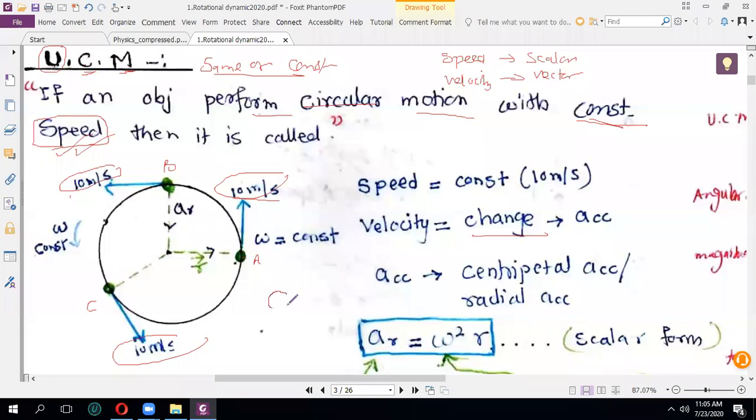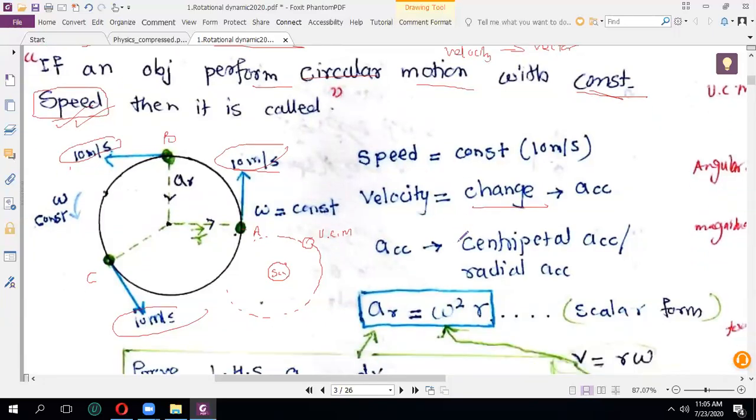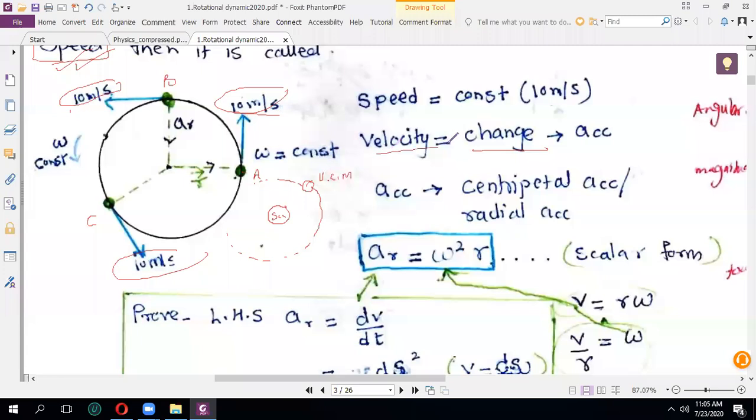We take one more example. This is my sun and this is earth. We know that earth is revolving around the sun at a particular fixed interval of time. In each place its speed is the same. So can we say that earth is performing uniform circular motion? Each place its speed is the same and it travels in a fixed interval of time. Now velocity is changing because its direction is changing. That means acceleration has happened. This acceleration is called centripetal acceleration and also called radial acceleration.